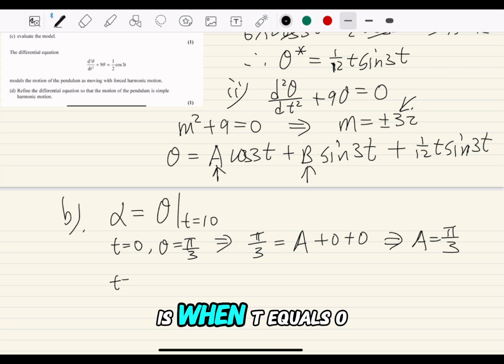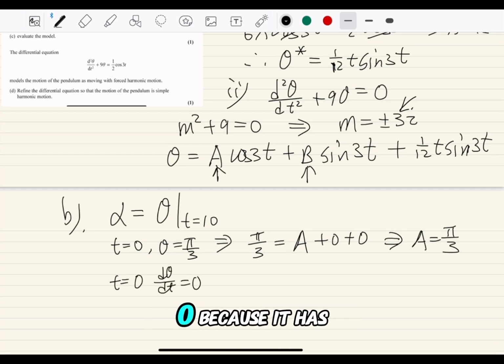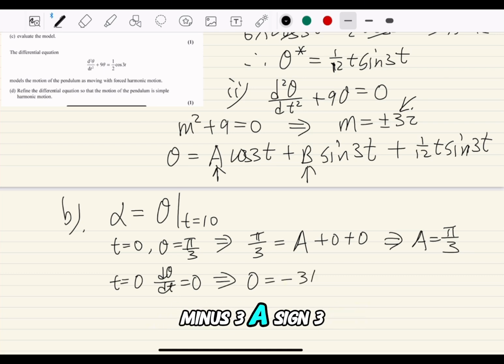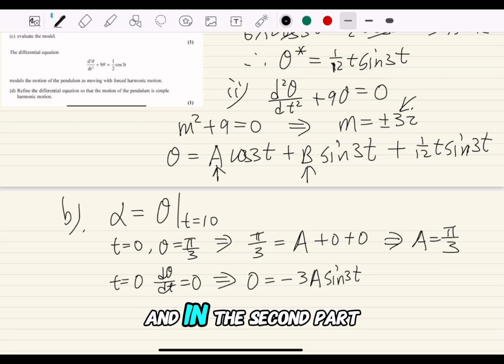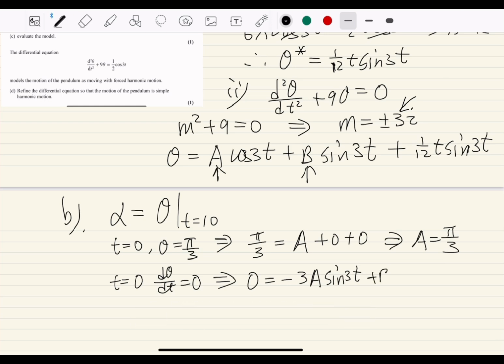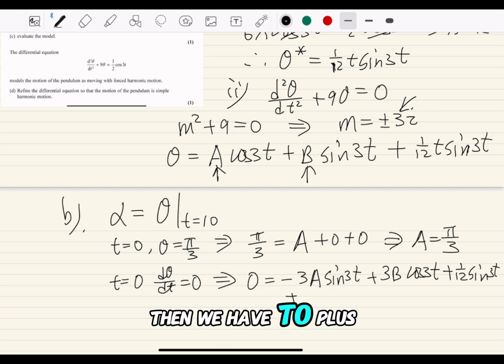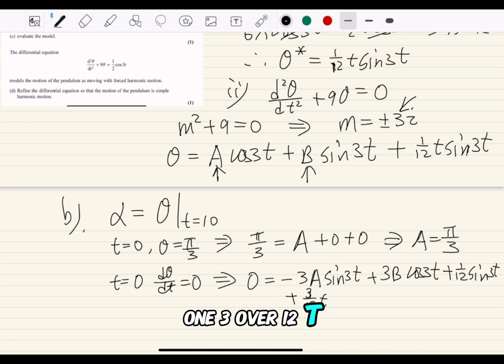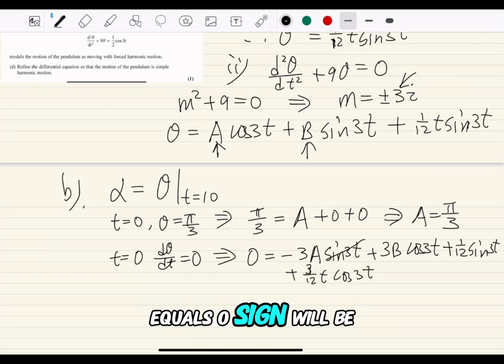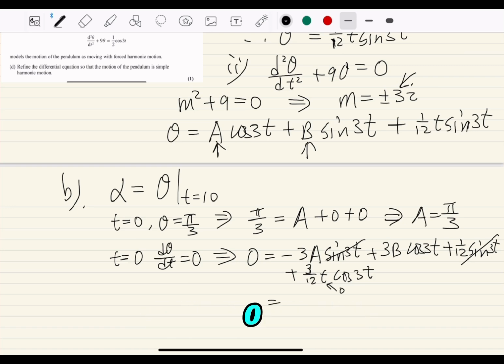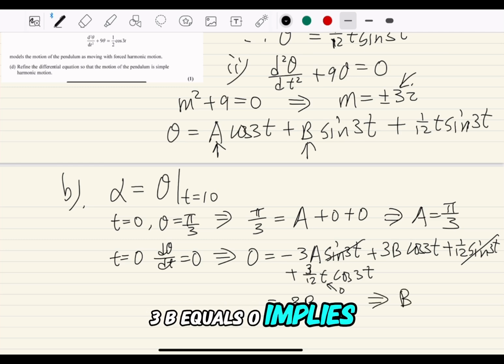Now for the second condition, when t equals 0, d theta dt equals 0 because it is at rest. So we have 0 equals the derivative of theta, which gives minus 3a sine 3t, plus 3b cosine 3t, and last, by the product rule, 1 over 12 sine 3t plus 3 over 12 t cosine 3t. When t equals 0, the sine terms vanish, and since t equals 0, the last part is also 0. Therefore, we are left with 3b equals 0, which implies b equals 0.